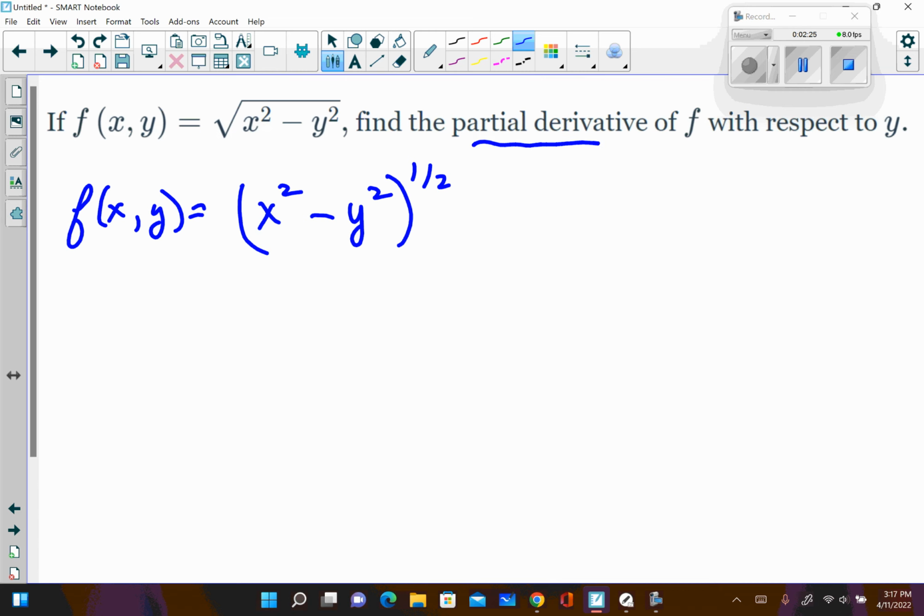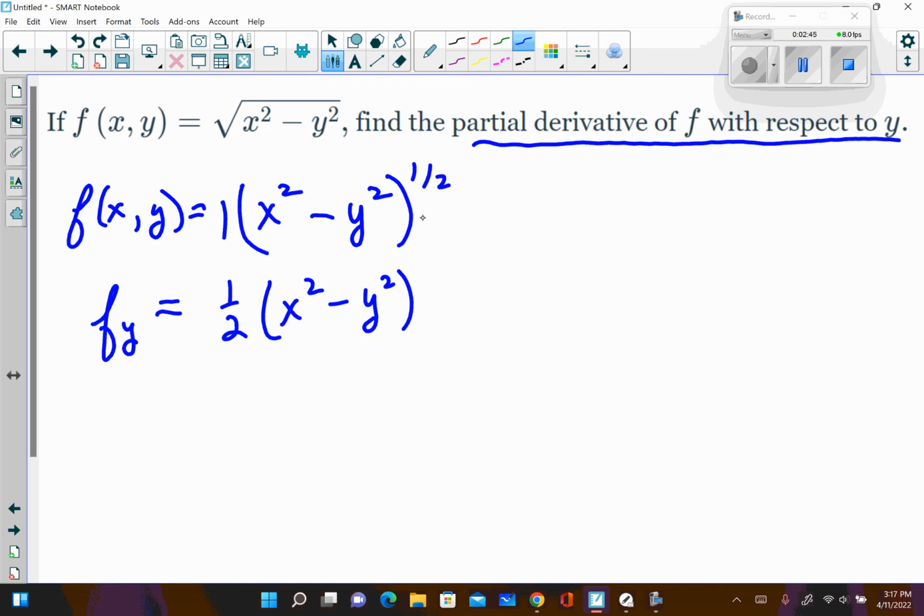The partial derivative of f with respect to y, that's f with a y subscript, means pretend x is a constant. We're going to have the 4 bells here. 1/2 times 1. Ding. X squared minus y squared gets copied. Ding. The exponent 1/2 becomes negative 1/2. And then that's the third ding. The fourth bell is the derivative of what's inside the parentheses.